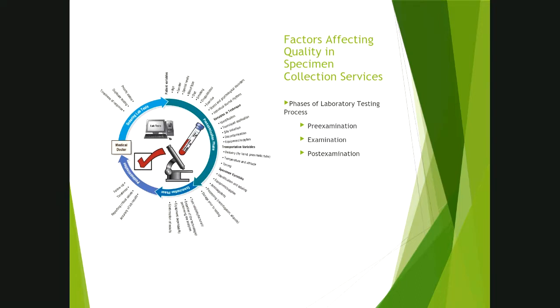So if one piece isn't done, we document it so it's traceable. Every time the specimen is handled, someone's initials go on it. So I, as the phlebotomist, will initial it. We'll give it to processing. They'll initial it. Give it to the people to examine it. They'll put their initials on it. That way, if the specimen were to get lost in transit, we know who had the specimen last, and then we can track the specimen down.